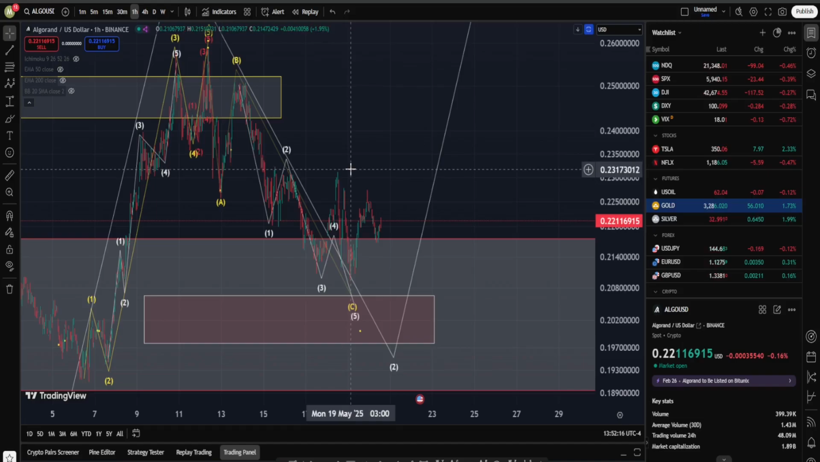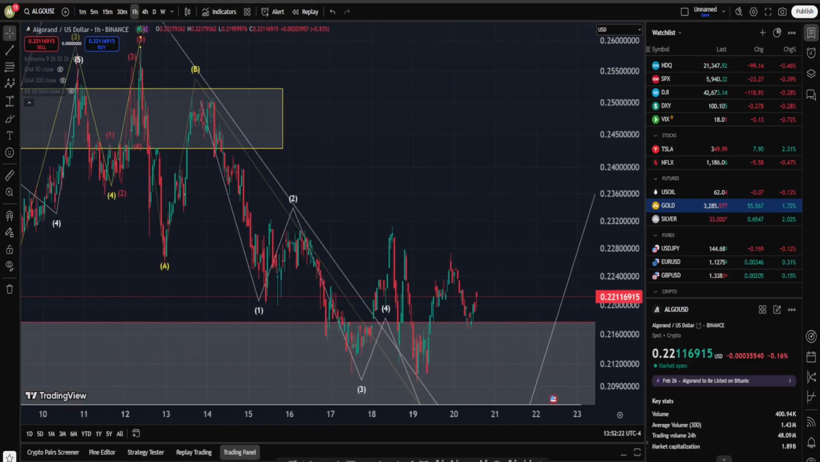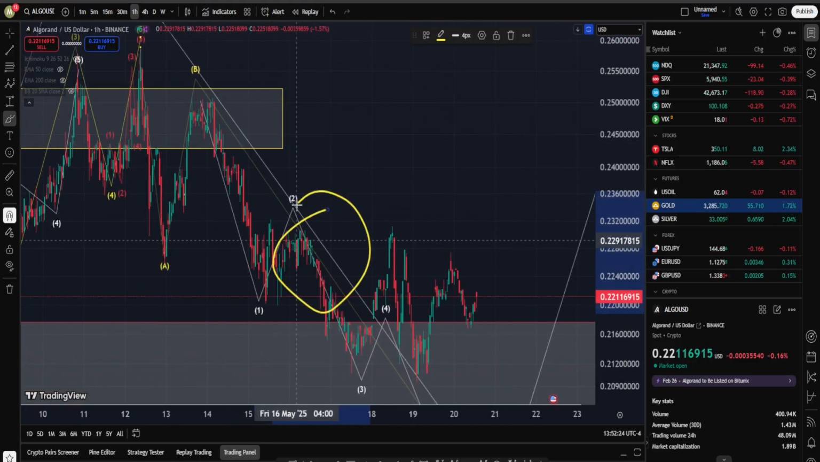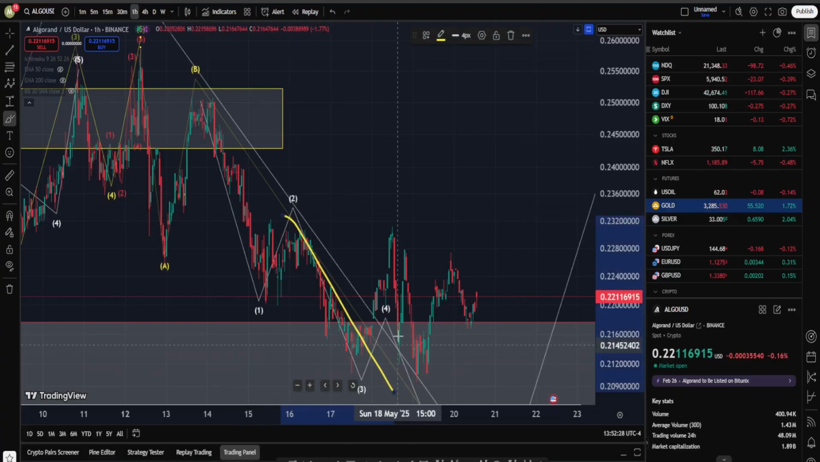Okay, hi everyone, welcome back, and in this update we are going to check out Algorand's price chart. And if you remember in the previous video, I think we were right around this region and I was saying there's a good chance this move is going to continue a little bit more.